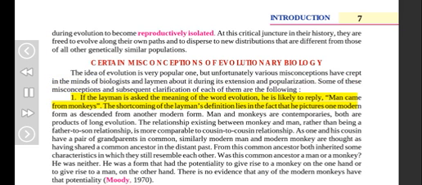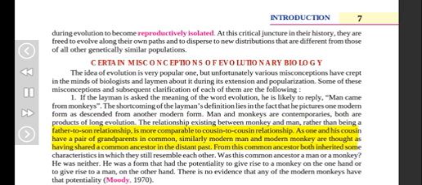1. If the layman is asked the meaning of the word evolution, he is likely to reply, man came from monkeys. The shortcoming of the layman's definition lies in the fact that he pictures one modern form as descended from another modern form. Man and monkeys are contemporaries, both are products of long evolution. The relationship existing between monkey and man, rather than being a father-to-son relationship, is more comparable to a cousin-to-cousin relationship.